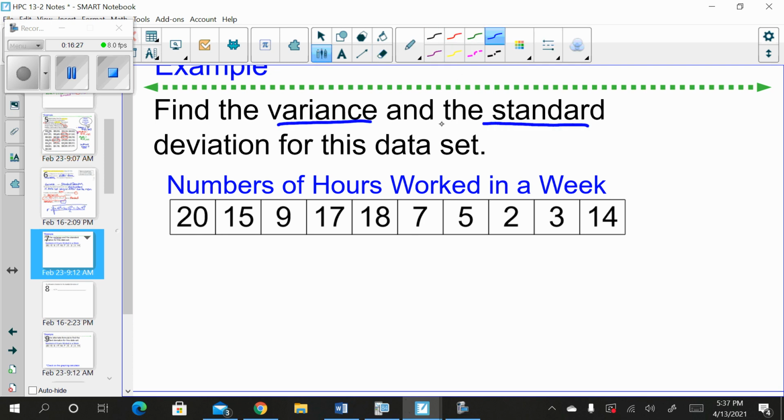So we're going to figure out both of these things for this data set. In order to figure out how far something differs from a mean or from an average, the first thing we have to calculate is the average. So the first thing I'm going to do is calculate the mean, or the X bar.